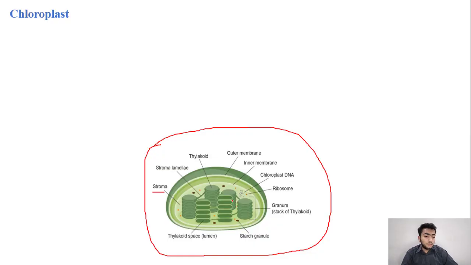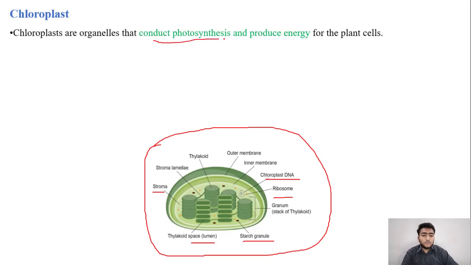And these organelles or subcellular structures are really involved in the synthesis of energy, in the synthesis of food by taking energy from the sunlight. So chloroplasts have a thylakoid and outer membrane, and they have their own DNA as well. They have ribosomes for protein synthesis, starch granules, starch being the form of food storage in the plant, and thylakoid space. So we do not need to remember in detail the structure of the chloroplast, but you do need to remember the function. It conducts photosynthesis and produces energy for the plant cells, by the way.